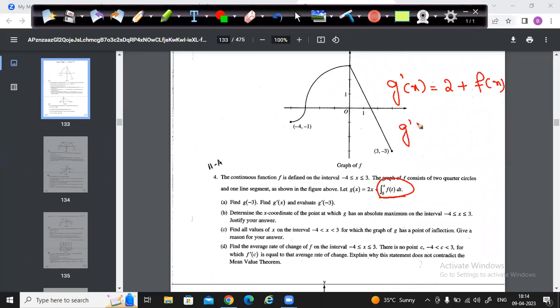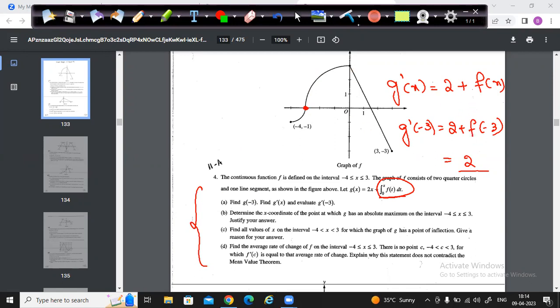Now g dash of minus 3 is 2 plus f of minus 3. So what is the value of f of minus 3? It is definitely 0, because at minus 4 it is minus 1 and at minus 3 it is 0. 2 plus 0 is 2. See how simple this is? You'll get minimum 2 or 3 points. The entire question will be for 9 points, and each part will be for either 2 points or 3 points, so you'll get the required points in this case.